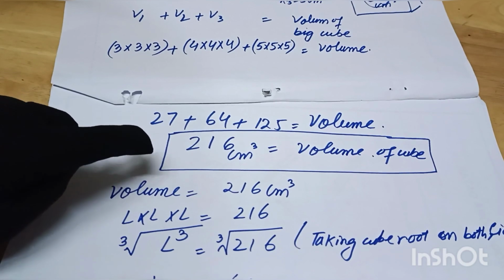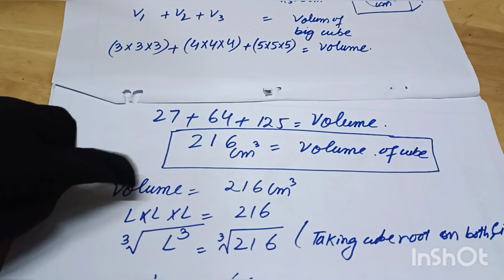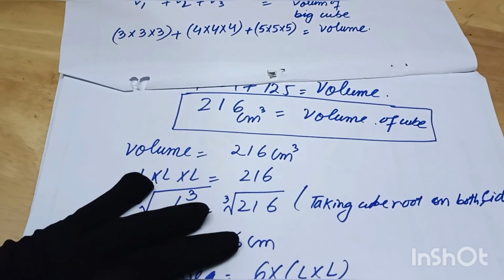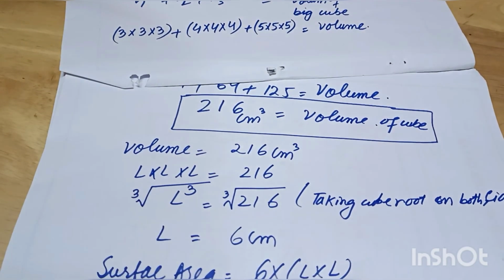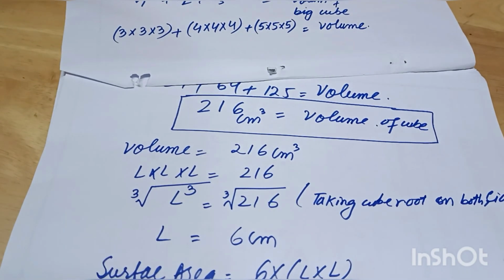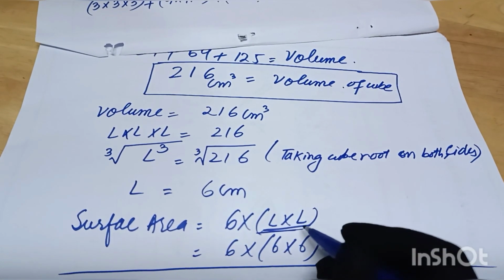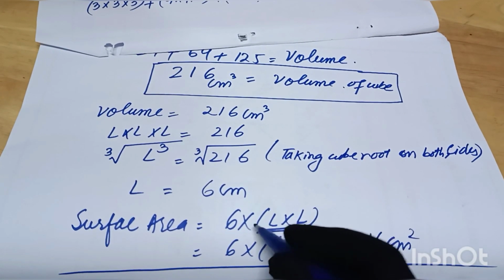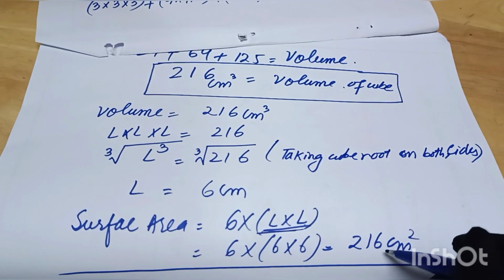If you find the surface area of that big cube, you have to find the length of one edge. The volume is given, so no need to worry. Volume is L cube, take the cube root on both sides, so you will find the value of one single length. The surface area of a cube is 6 times one face area. Every face is a square face, length multiplied by length, multiplied by 6 faces. So 6 times 6 times 6, that is 216.